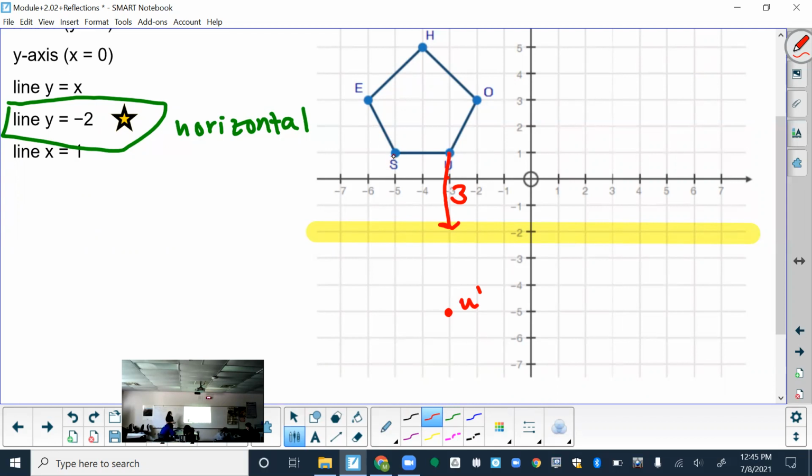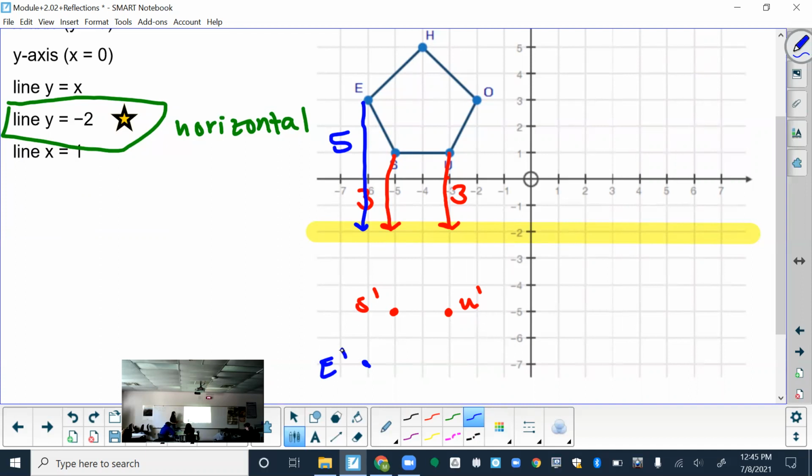All right, what about S? How many spaces away from the line is S? Good, also 3. So then after your line of reflection, go down 1, 2, 3. That's where S prime will go. Do the same with the other ones. So E goes down 5. Good. So count 5 spaces away from this line. And E goes here.